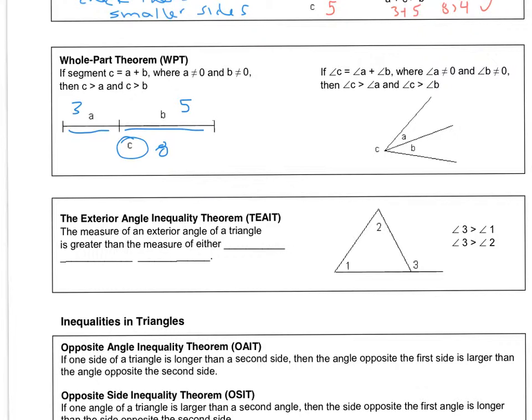The same thing applies to angles over here. So next, we have the exterior angle inequality theorem. The measure of an exterior angle of a triangle is greater than the measure of either non-adjacent, again, I apologize for the stylus, I have to calibrate it a little bit better, non-adjacent interior angle.